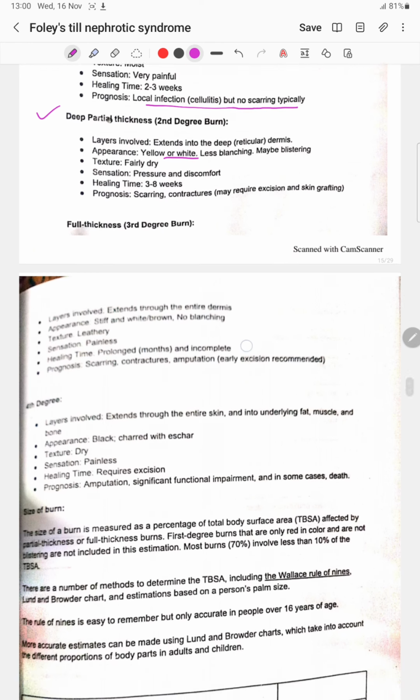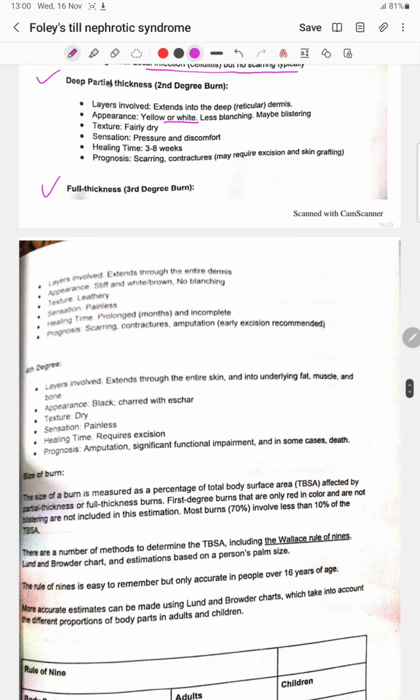The full thickness burn includes the layers extending through the entire dermis, and the appearance is stiff and white or brown, with no blanching. The texture is leathery, and the sensation is painless. The healing time is prolonged, months, and incomplete. Prognosis: scarring, contractures, and amputations. Early excision is recommended.